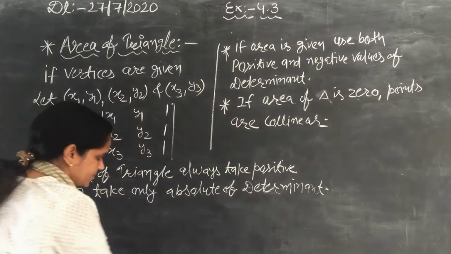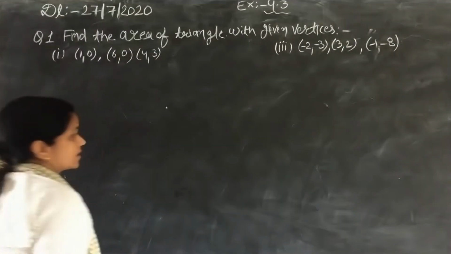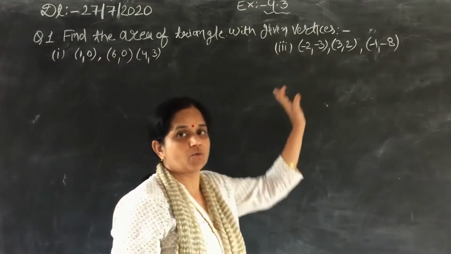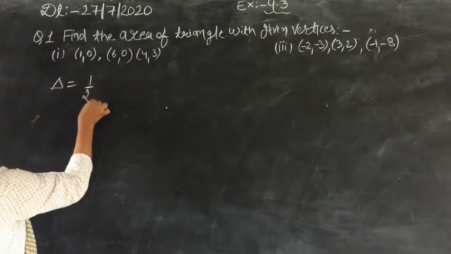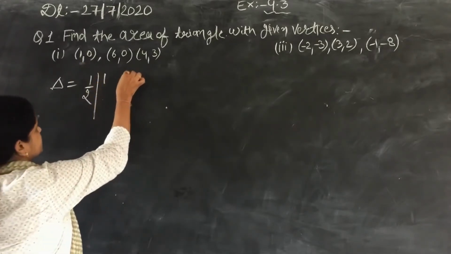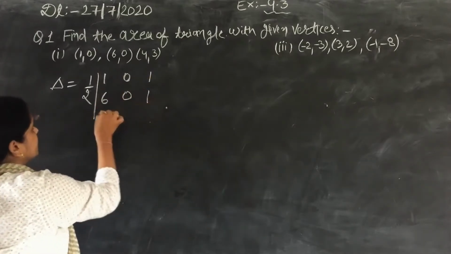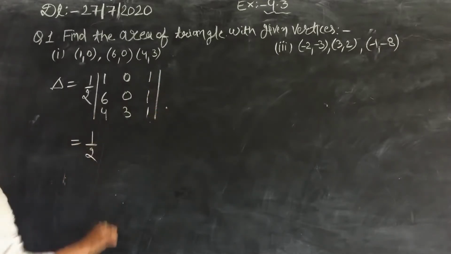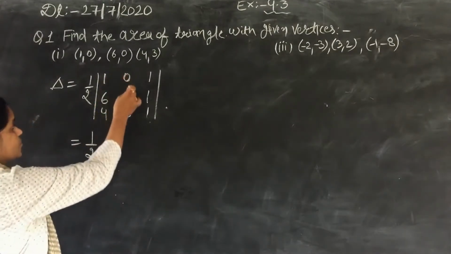Okay students, and now I am going to take some questions of exercise 4.3. The question is, find the area of a triangle with the given vertices. Okay, so students, area 1 by 2, determinant, write the first vertex, it is 1 0 1, then 8 6 0 1 and 4 3 1, and now solve it. Expand. Okay, you can expand along the second column also since it has two zeros.